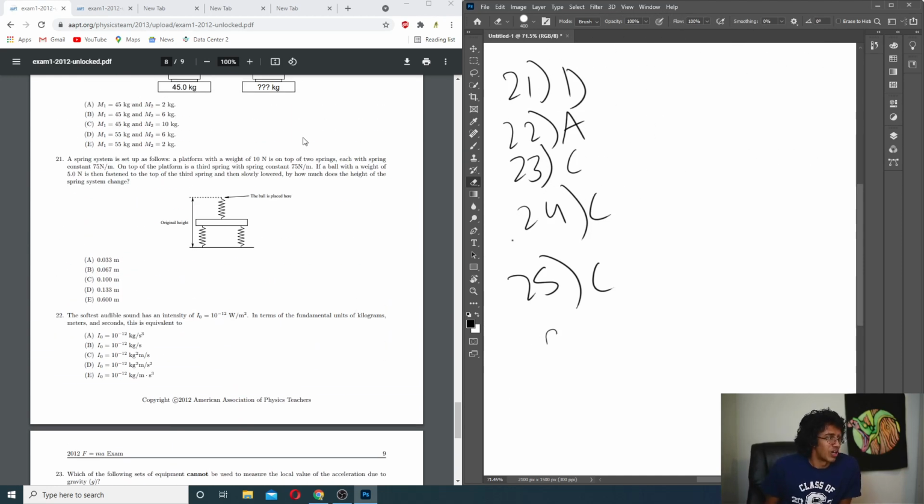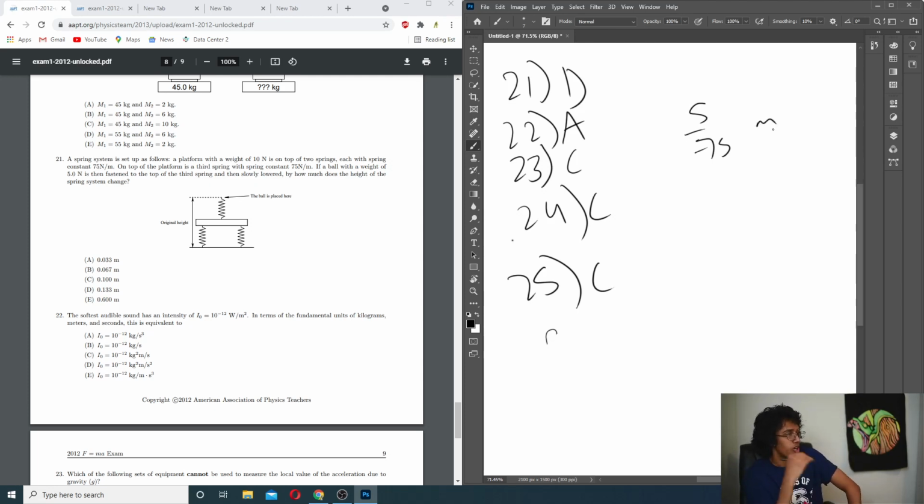I don't know, I don't really remember this one. I seriously should know it, right? So, it's slowly lowered, right? So that basically means it's not gonna vibrate. And basically the top spring has to have a force of 5 newtons to keep it in place, right? So, if you got 5 newtons, and then it goes down by 5 over 75 meters, right?